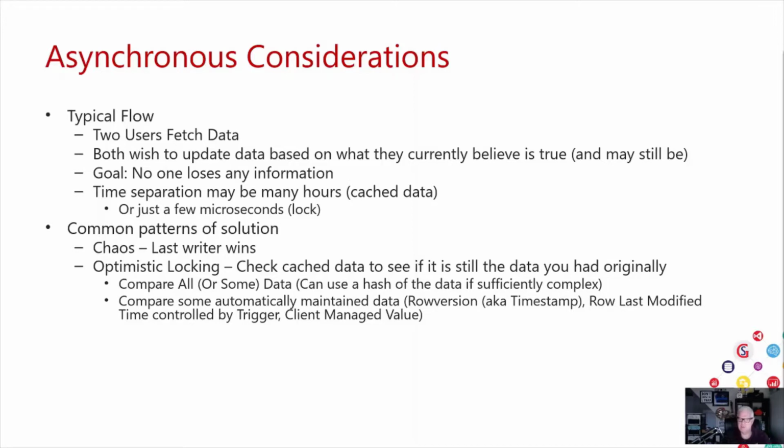Sometimes you may use a row version, a timestamp, a row last modified time, some value you've changed, some version you've updated. You can also use a hash of the data. So you can do a hash and put all that into a binary value. That works very, very well as long as it's sufficiently good hash.